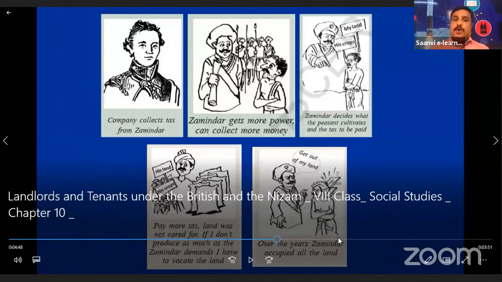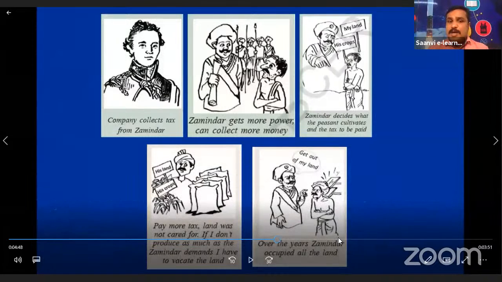And in the same way, pay more tax, land was not cared for. If I don't produce as much as the Zemindar demands, I have to vacate the land. See, the Zemindars demand from the peasants or farmers: cultivate more. If they don't cultivate, they may vacate them or send them out of the land, whatever it may be. Zamindars took charge of that land and gave it to some other people to cultivate. So here, the high demand from the zamindars also created problems for the farmers, and they were not at all caring for the land. They are not thinking about the struggle and pain of the peasant.